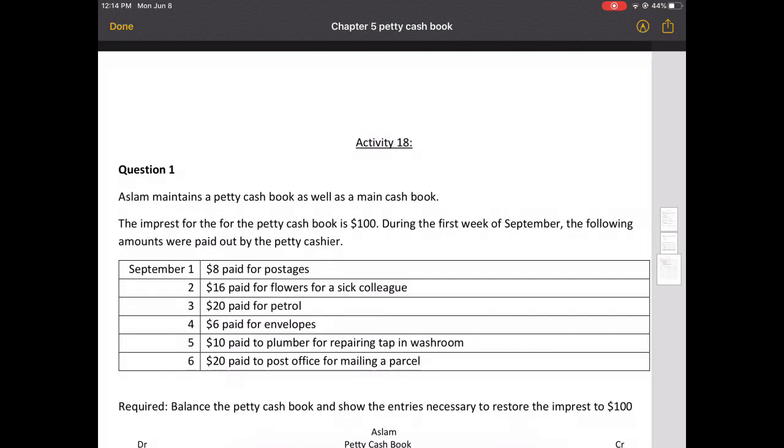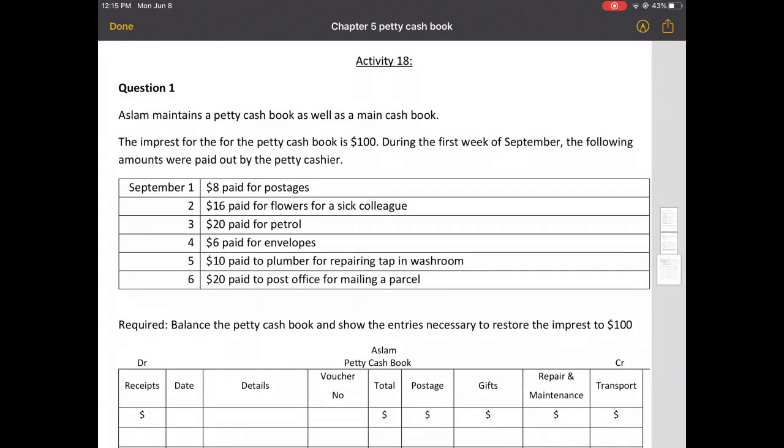Okay, so in the previous video, we've been introduced to petty cash book and how it works. But now we want to look at how we can actually approach a question that requires you to construct a petty cash book. So here in Activity 18 for Question 1, we will go through how we can record the expenses into our petty cash book.